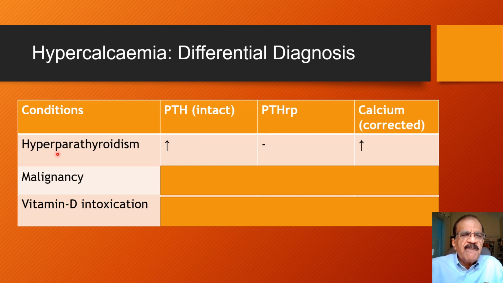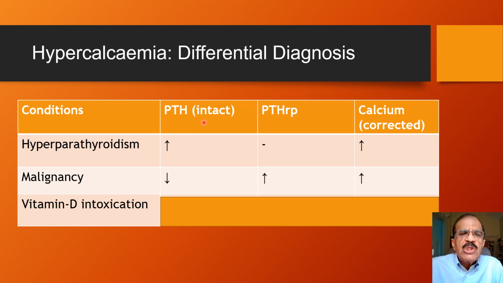So in hyperparathyroidism, parathormone will obviously be high, because it is a condition of hyperparathyroidism. Then parathormone related peptide will be absent because that is seen only in malignancies, and corrected calcium will be high because we are discussing the causes of hypercalcemia. And you know, parathormone always increases serum calcium.